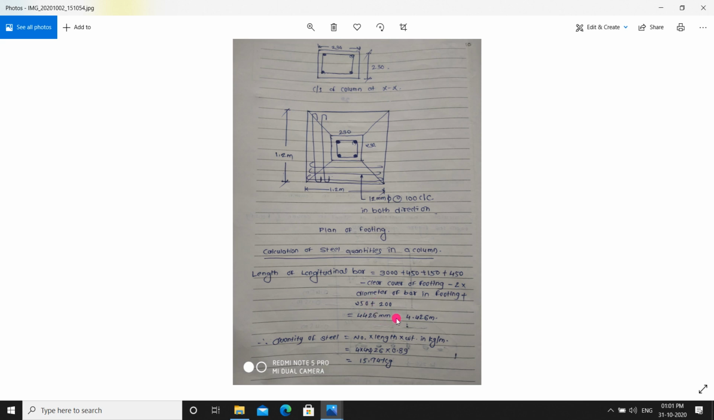plus 200 is the lower bend, and plus 200 is the upper bend, that is given for the bonding. So the total will be 4.426 meter. Here it is shown here. Now quantity of steel is number into length into weight in kg per meter. So how many number of bars are there? 4 number of bars are there. The total is 4.42 meter, and for 16 mm Φ bars, weight in kg per meter is 0.89. So we are going to find it as 15.74 kg.